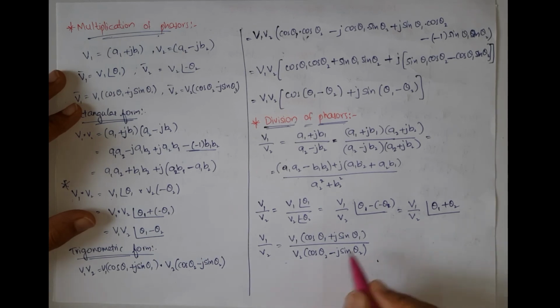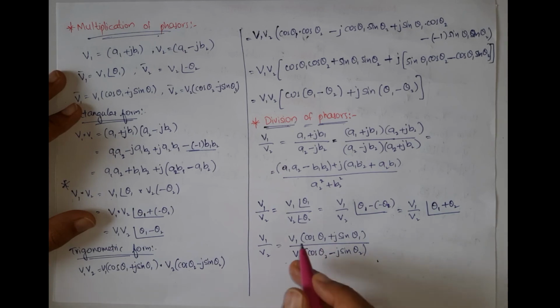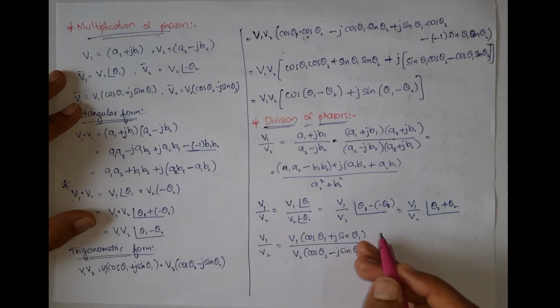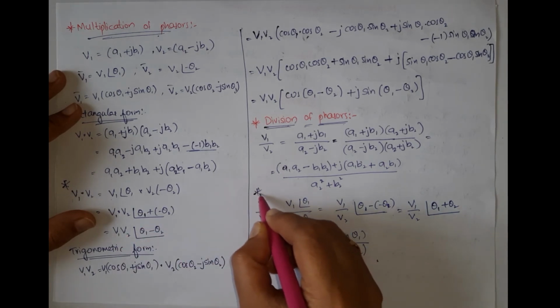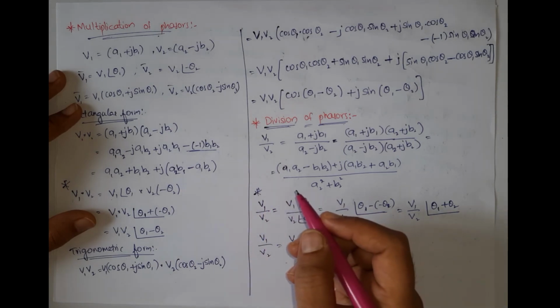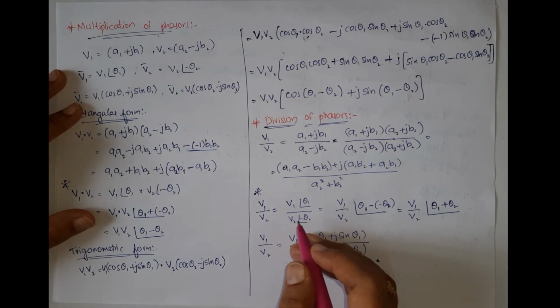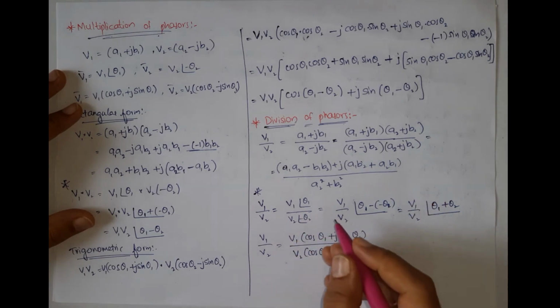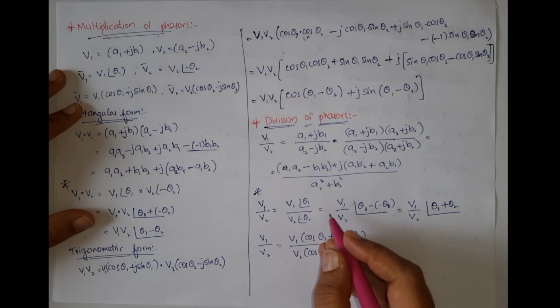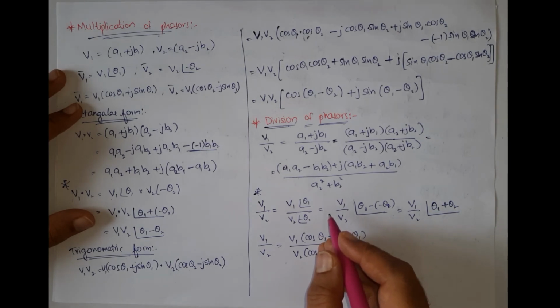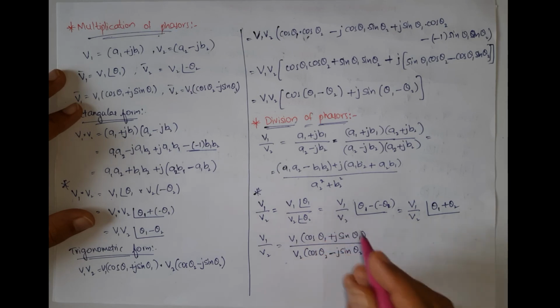So finally, we can conclude from this that for both multiplication and division, polar form is very much simpler than the other two forms, and for addition and subtraction of phasors, rectangular form is simpler. So go for rectangular form when addition or subtraction is needed, and go for polar form when multiplication and division are required, right?